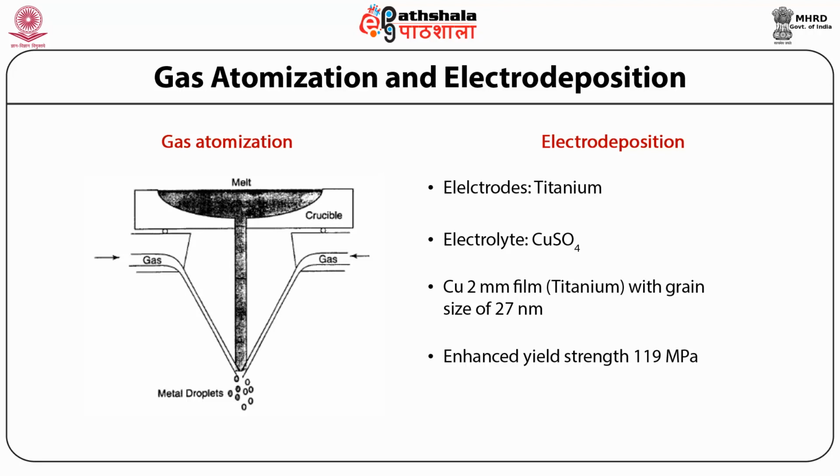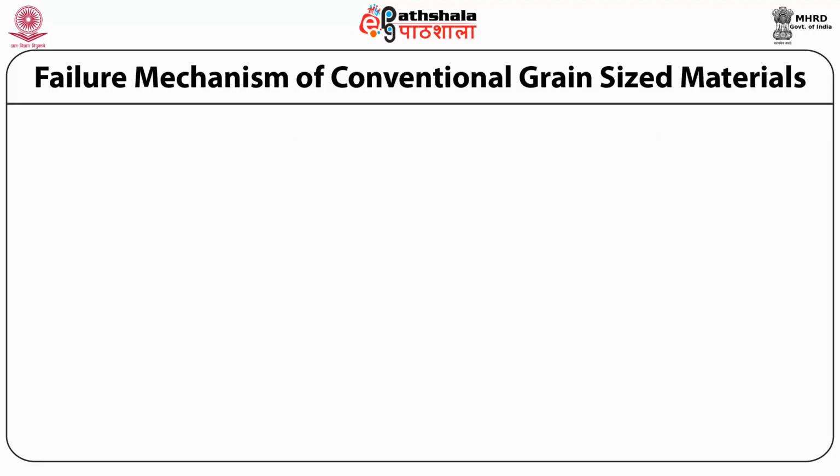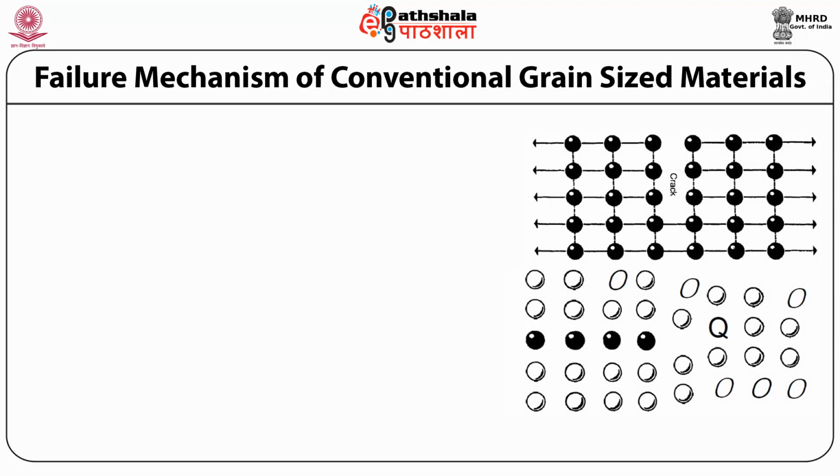A sheet of copper of millimeter thickness can be made by this process, having an average grain size of 27 nanometer and enhanced yield strength of 119 megapascal. The failure mechanism of conventional grain size material.